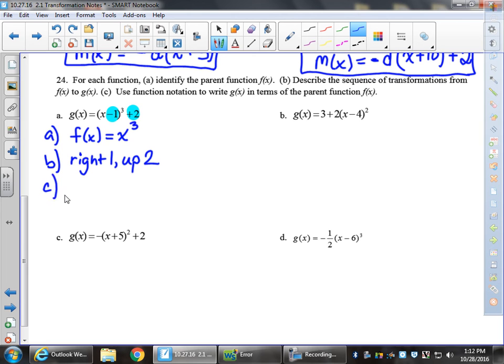And C asks us, use function notation to write g of x in terms of f. So f is my parent. Let's finish discussing what's happened to the parent function. Well, I'll pull that information right from B. So f of right 1 would be x minus 1. Vertical shift up 2 plus 2, and I'm done.